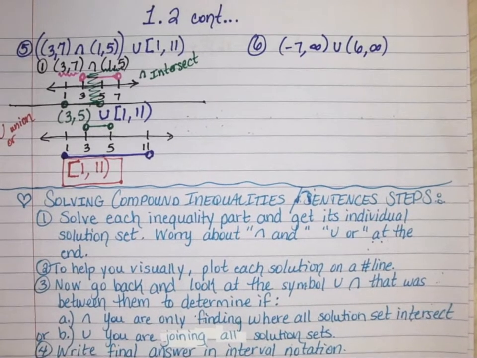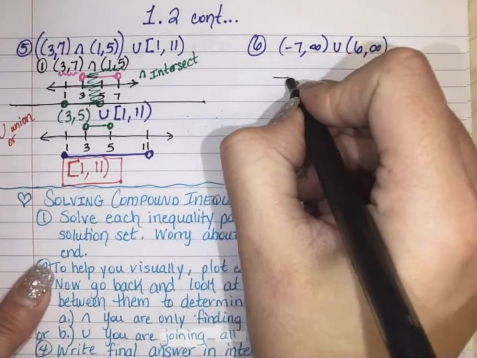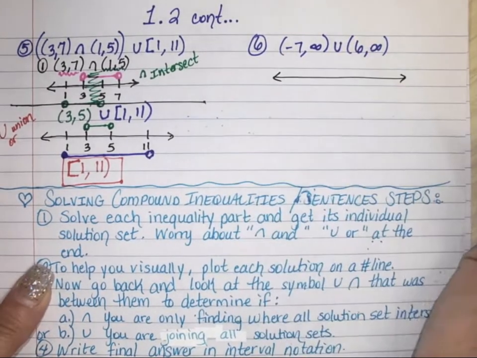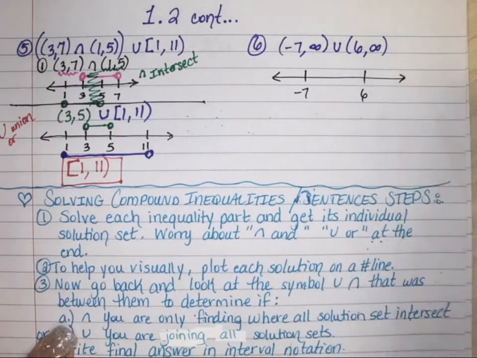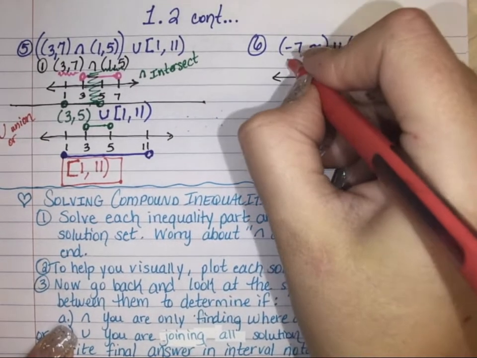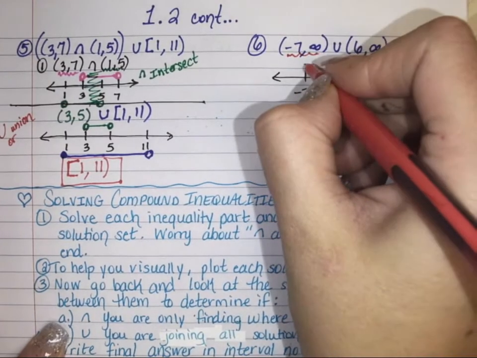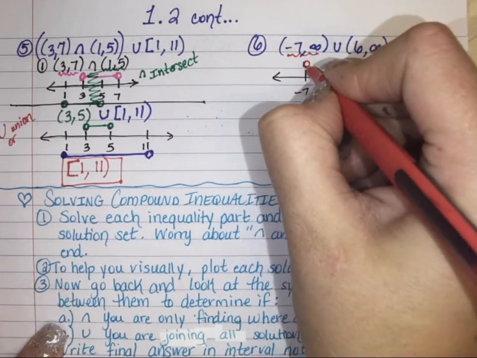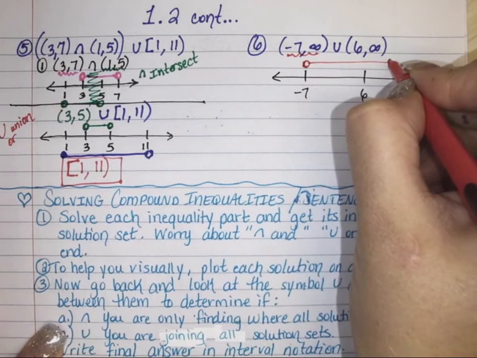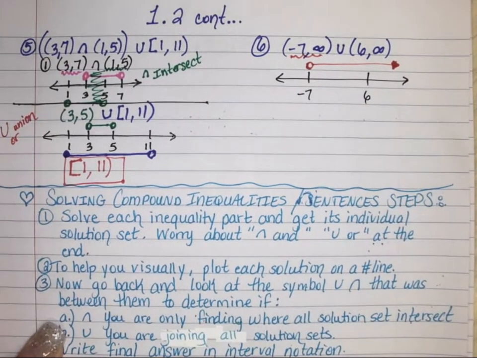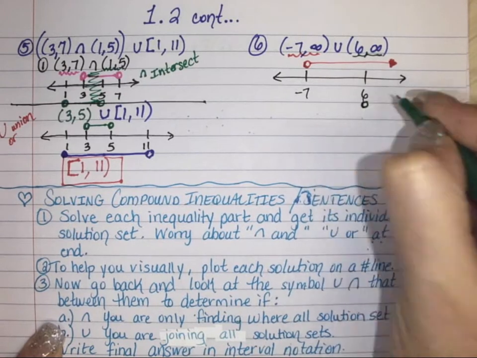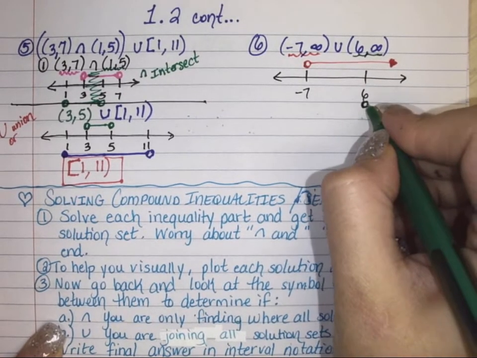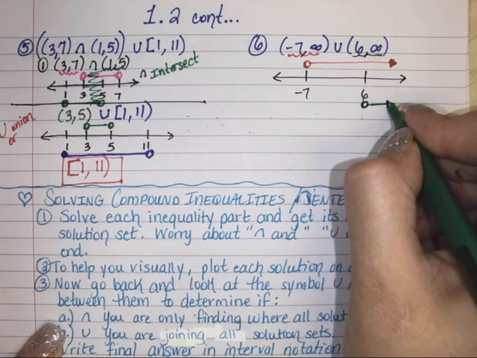All right, number 6. Once again, sketch it on a number line to help you. So -7 and 6. This solution set, open hole at -7. It's going to the right forever. This solution set would be an open hole at 6. It is also going to the right forever.